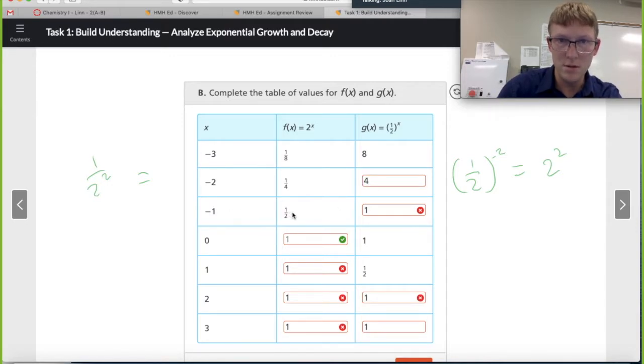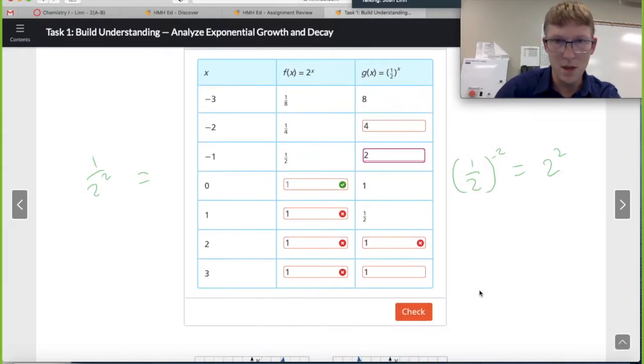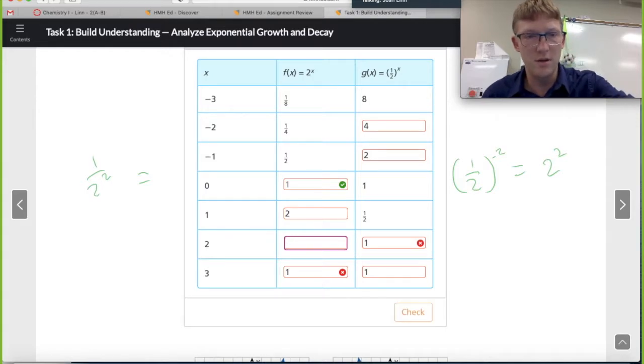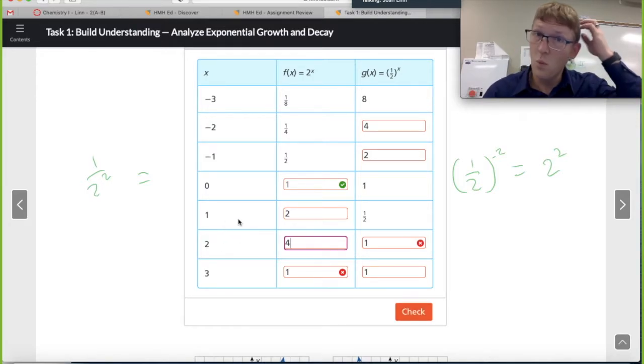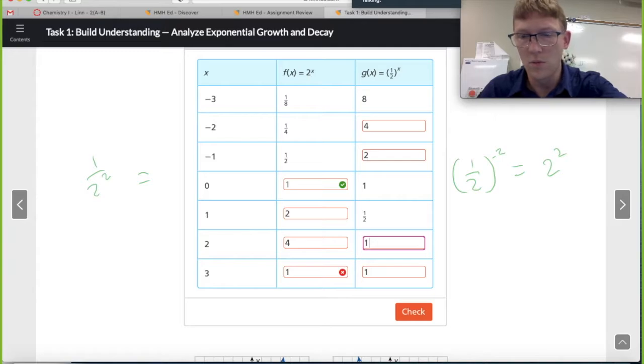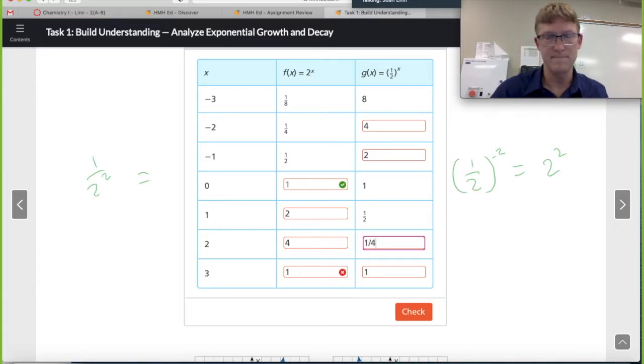So same thing here. We've got -1, 1/2. So then -1, so that's going to be 2. 1 and 1. Yay. This one's going to be 2. So again, that's 2 to the first power. Let's see here. 2 to the second power is 4. 1/2 to the second power is going to be 1 divided by 4, or 1/4. And 3 is 8.